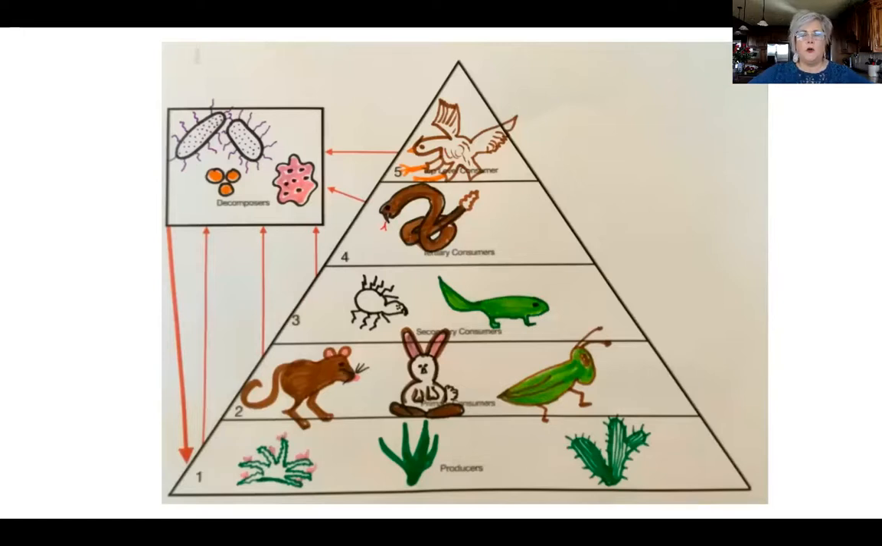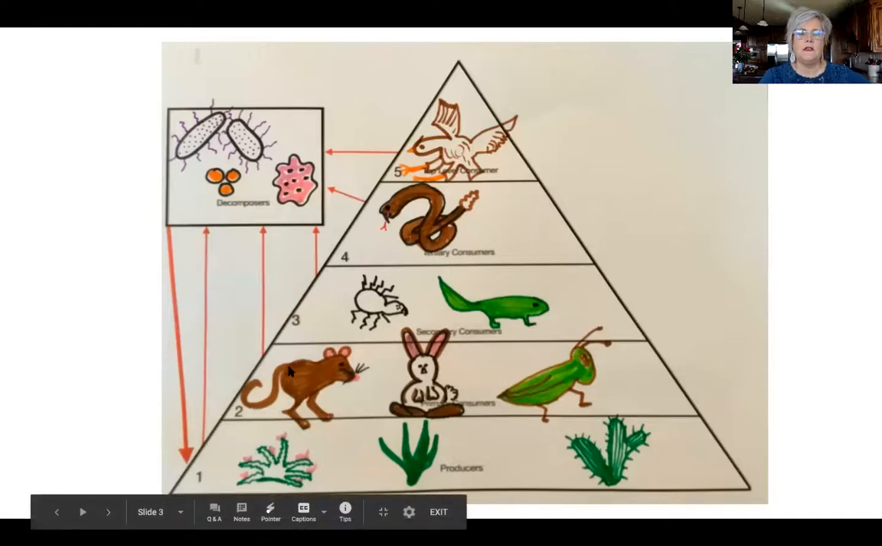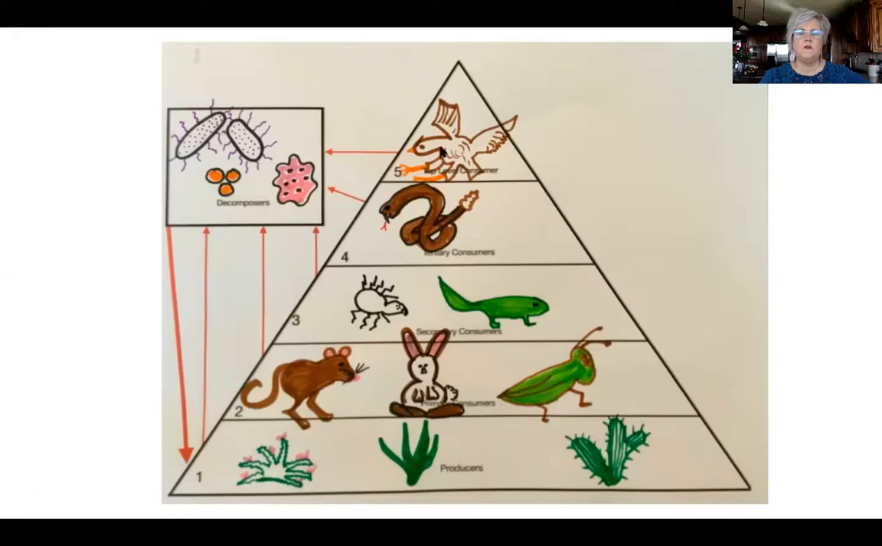Across the bottom, I've got my producers, then my primary consumers. Remember, these are called trophic levels. In level 1 are producers, level 2 is primary consumers, and so on and so forth. As you're looking at this, you also notice that I put my decomposers over here in the box. And I've already included the energy arrows for you, so you don't have to worry about that.